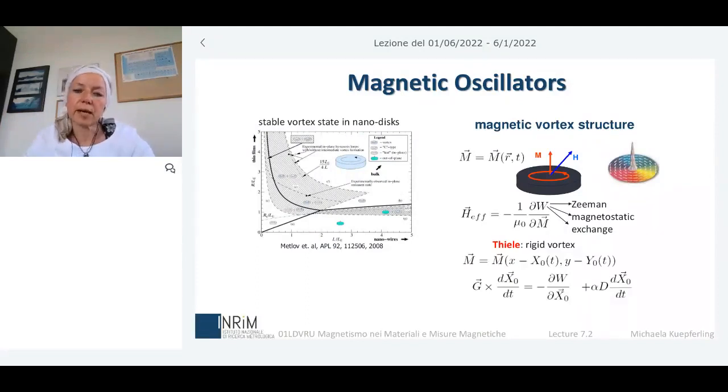One of them I mentioned already is the magnetic oscillators, and they could be used as microwave generators, for example. So the hope was to create microwave generators just by a DC current, as I showed you before, in the spin valve. And you can use different kinds of magnetic structures, for example, this vortex structure here, which would give you different frequency ranges and frequency bands with respect to uniformly magnetized structures.